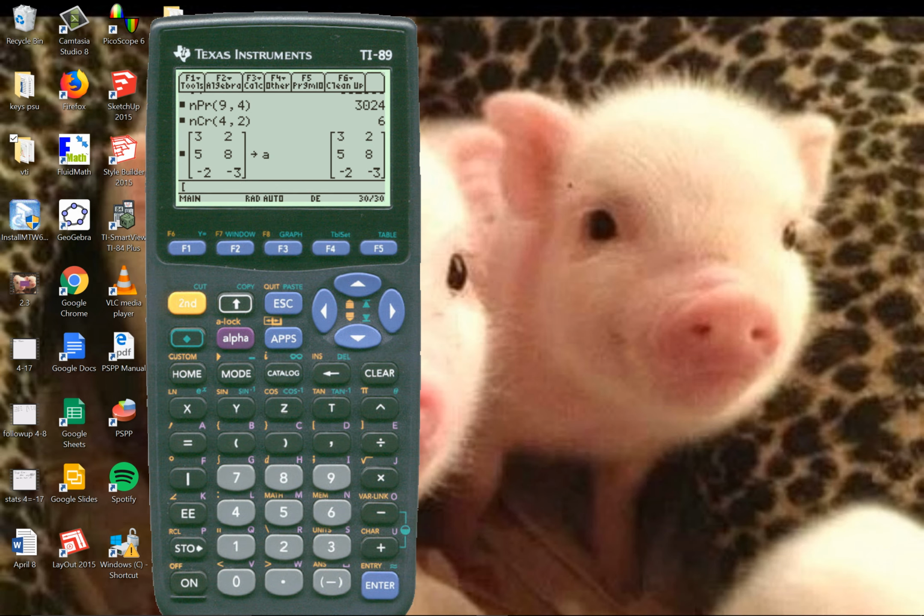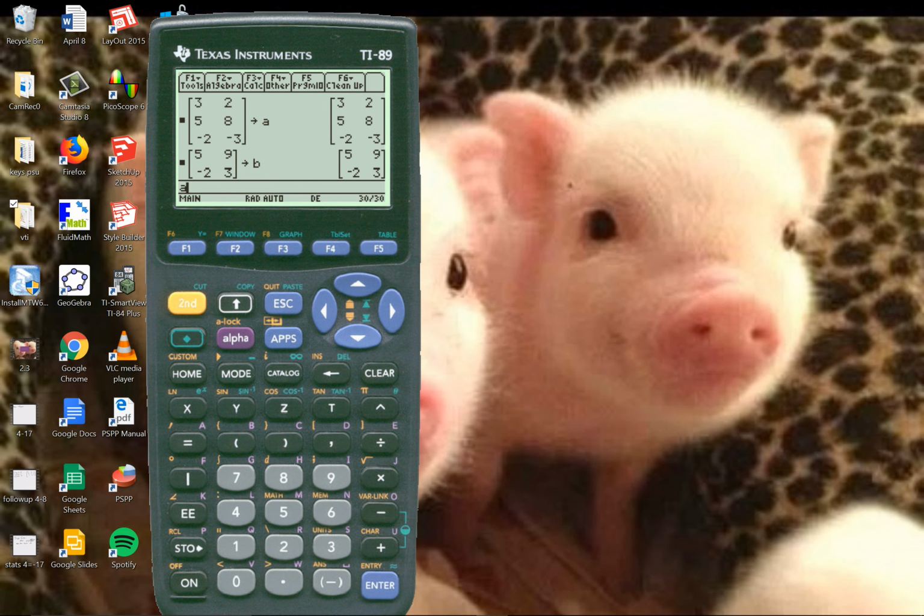Okay, now do it again. Pick something different. For instance, 5, comma, 9, semicolon, negative 2, comma, 3, bracket, store, matrix B. And if you want to multiply these guys, it's simply alpha A times alpha B. Bob's your uncle. Okay? Piece of cake.